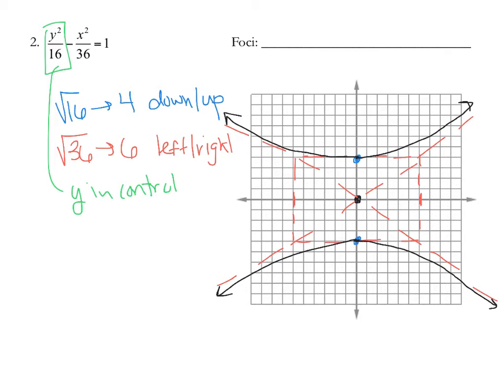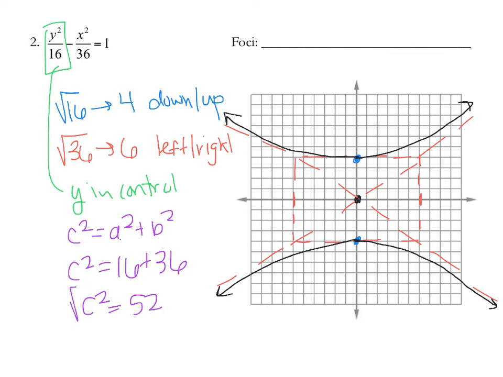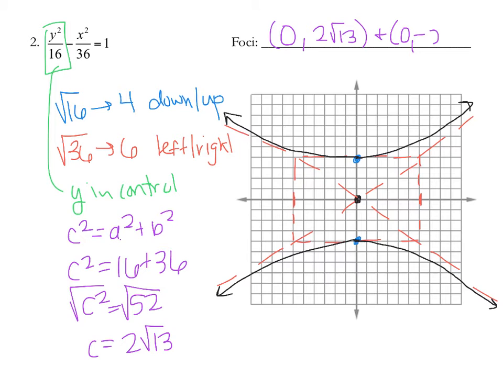And then to find the foci, we're going to do the formula c squared equals a squared plus b squared. That's c squared equals 16 plus 36. We get 52 and then take the square root. I'm just going to simplify that down. That's 2 radical 13. And then y was in control, so that's going to end up in the y position so that it will end up on the transverse axis. So it's (0, 2 radical 13) and (0, negative 2 radical 13).